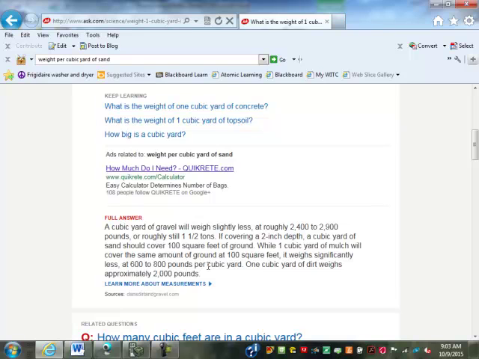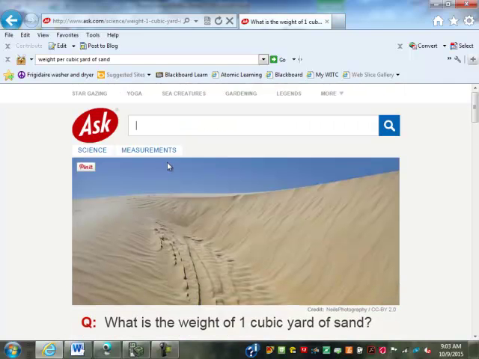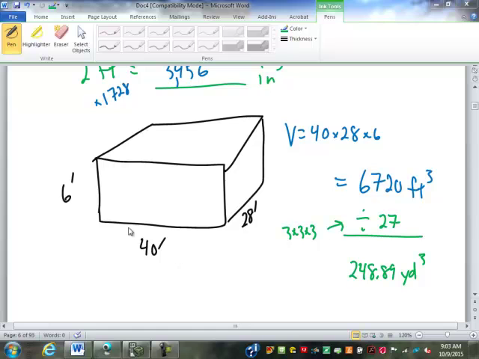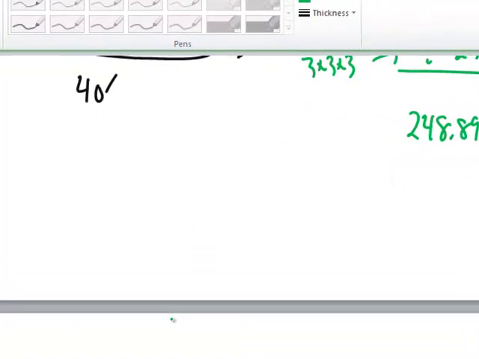Here it's saying about 1.5 tons. It's saying 1.2 to 1.5 tons for sand. It depends on the moisture content. Okay. I think I've always used 1.3. 1 1/3, 1.33.